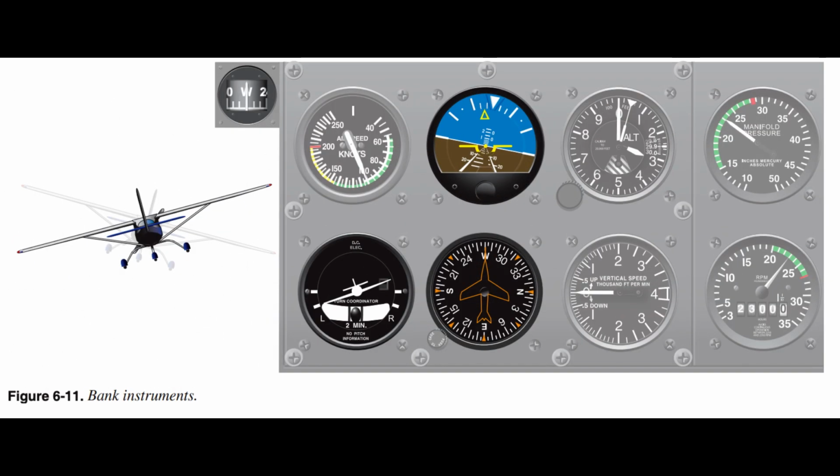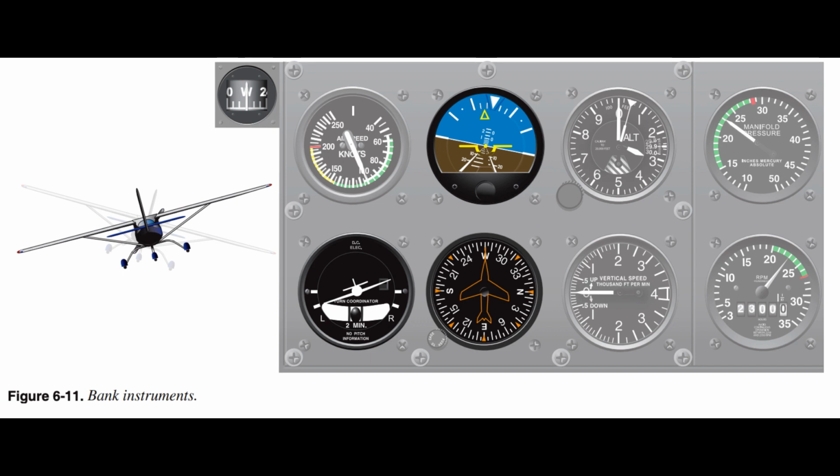Bank control is controlling the angle made by the wing and the horizon. After interpreting the bank attitude from the appropriate instruments, exert the necessary pressures to move the ailerons and roll the aircraft about the longitudinal axis. As illustrated in Figure 6.11, these instruments include: 1. Attitude indicator, 2. Heading indicator, 3. Magnetic compass, 4. Turn coordinator/turn and slip indicator.